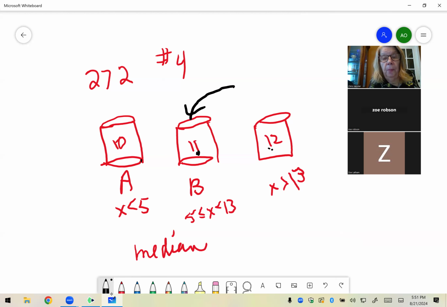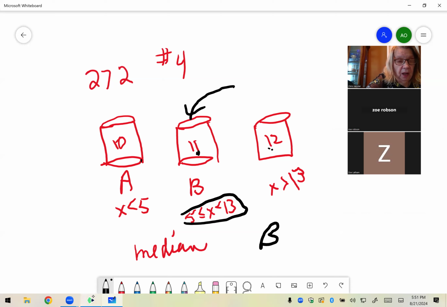11 fish, but you're in the 5 to 13 weight. They want the median weight. So the number in there would be B. Zoe Robson, you're good with that one? Yeah. Okay.